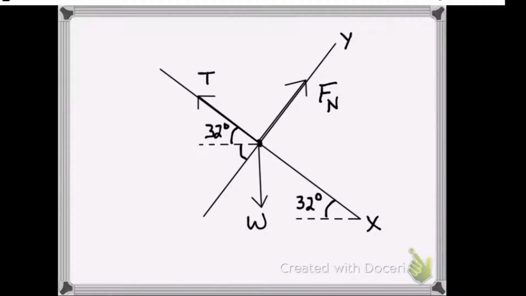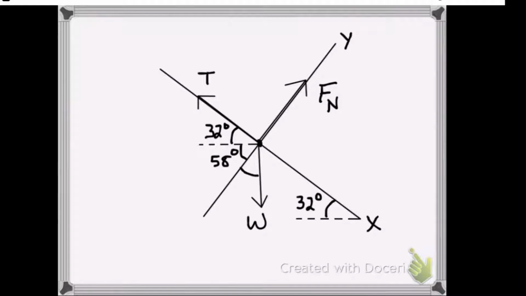So those two angles have to add up to 90 degrees. So what do we add to 32 to get 90? And the answer is 58. So that has to be 58 degrees. Now, here's the thing, though. We can use this thought to figure out what this angle down here is.